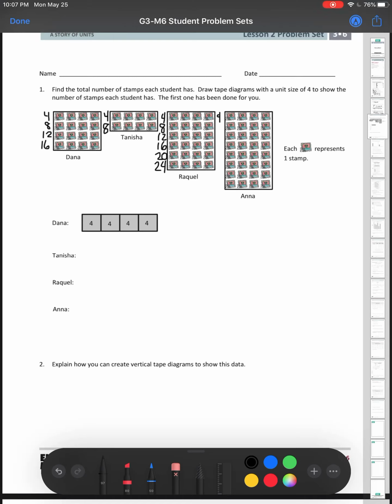And then Anna, 4, that doesn't look like a 4. Try that again. 4, 8, 12, 16, 20, 24, 28, 32. That labeling is going to help us make our tape diagrams down below.